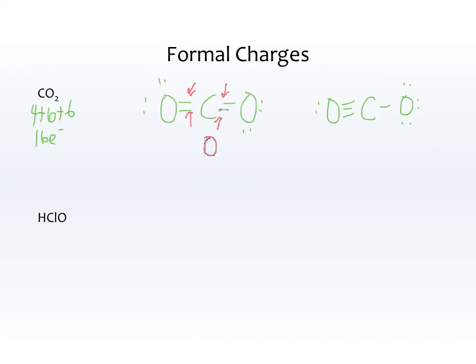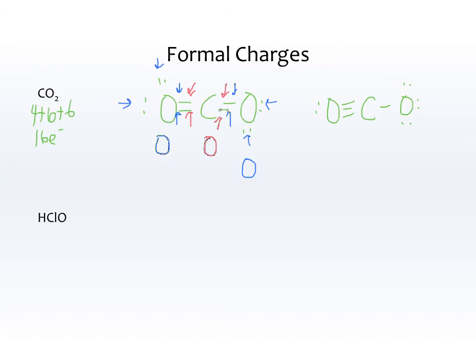The lone pair count, oxygen's in group 16, so oxygen should have 6. This is 2, 4, 5, 6. Remember, a bonding pair counts as only 1. So oxygen should have 6. Oxygen does have 6. This is a 0 formal charge. The oxygen on the other side, we've got 1, 2, 3, 4, 5, 6. It's supposed to have 6. That's a 0 formal charge. That's a really nice picture. All the formal charges are 0. Let's look at the other picture.